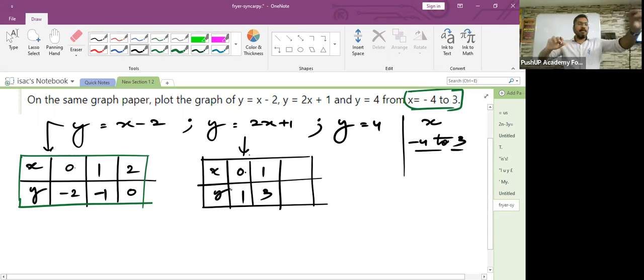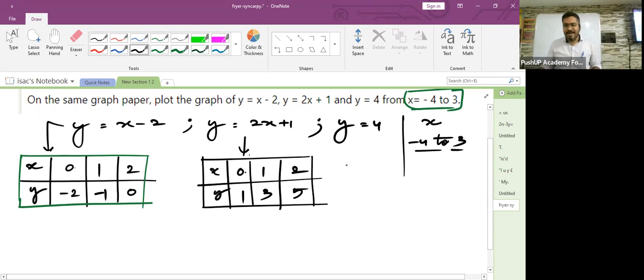Just a minute. Nobody will answer. Hemant, give me a value for x. Any random value. x is equal to 2. If x is equal to 2, then what will be the value of y? How much? 5. Because 2 into 2 plus 1, which is 5. All right. So you have created the table for both the equations.